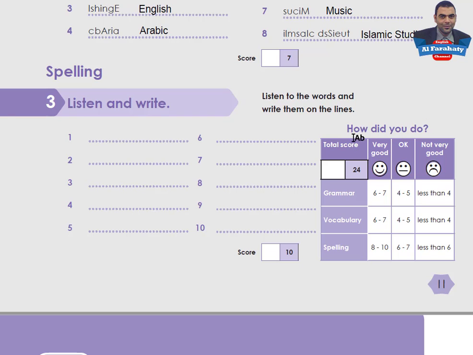Here you can complete your learning record. How did you do? Grammar, vocabulary, spelling. Give yourself the mark very good or okay or not very good. By this, we've finished unit 1.